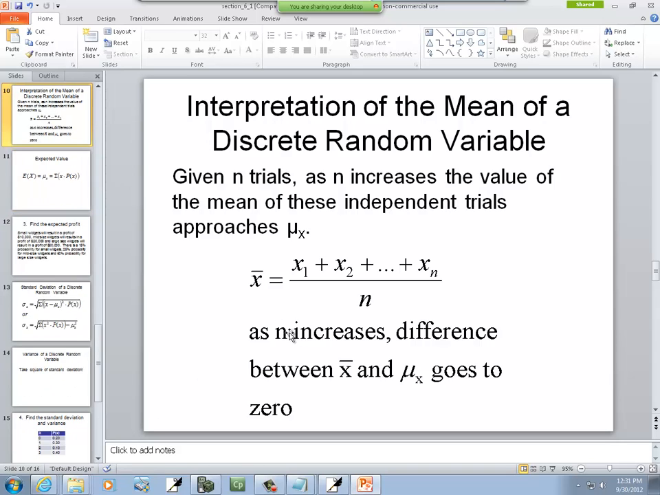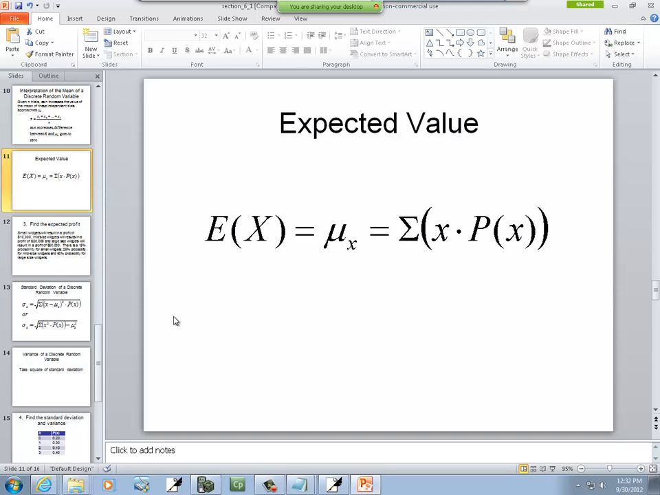Now, interpretation of the mean of the discrete random variable. Given n trials, as n increases, the value of the mean of these independent trials approaches mu sub x. As n increases, the difference between x bar and mu sub x goes to 0. So this is just saying that if we take enough trials, the theory and the real life will be one and the same. That's all that's saying in a sense.